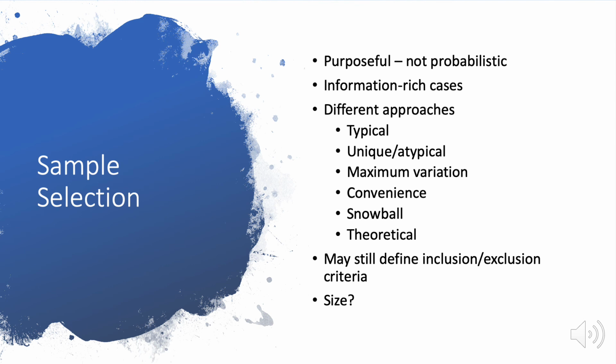You can still have inclusion and exclusion criteria to really define your population of interest. And again, sample size is variable, but we don't have probabilistic sampling. So we're not doing power analysis or anything like that. The size depends on a multitude of factors, but often we talk about data saturation, which we'll talk a little bit more about when we talk about analysis in a few weeks.